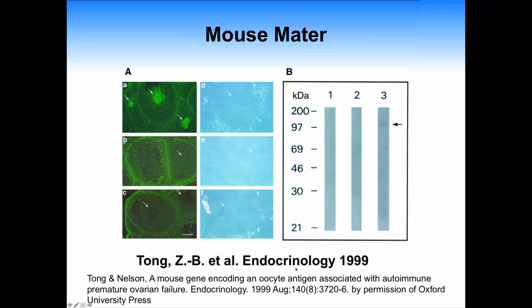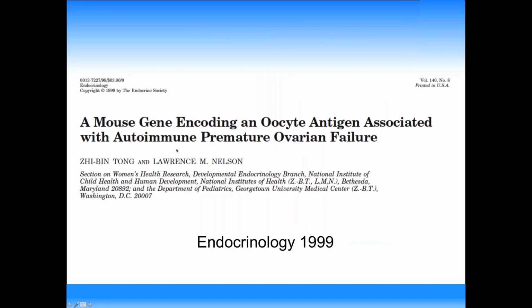And we published this in 1999. Zibin Tong was the research fellow at the time that was working with me on this. We used immune serum to screen an ovarian cDNA library, and we were able to pull out a gene that had not been recognized before using serum from mice with autoimmune nephritis. And we published in Endocrinology in 1999 a mouse gene encoding an oocyte antigen associated with autoimmune premature ovarian failure, we were calling it at the time.